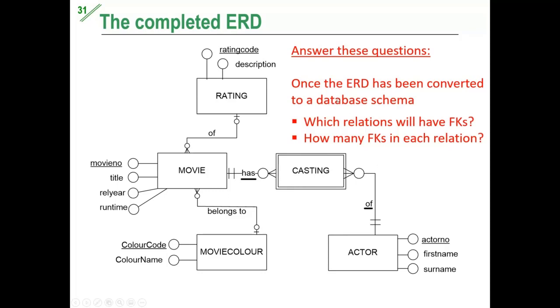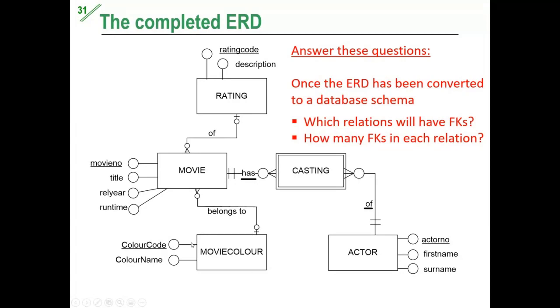Now if I ask a question, imagine that we have created all this model and then converted it to the relational schema. Which relations will have foreign keys, and how many foreign keys in each relation? All right, let's go through these questions one by one. Let's start from the rating. Do we have any foreign key in the rating table? Yes or no? No. We don't have any, right?